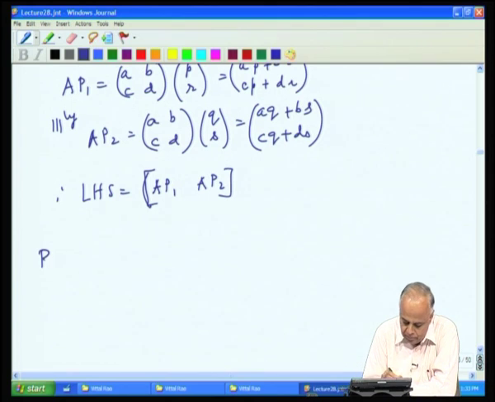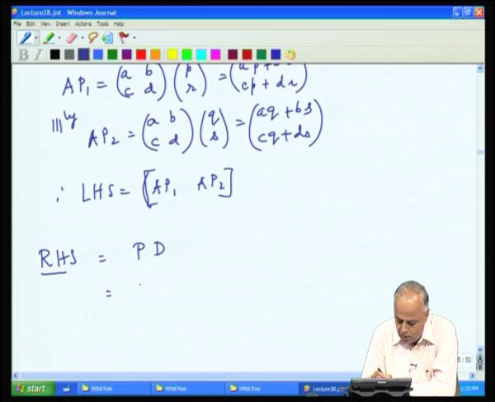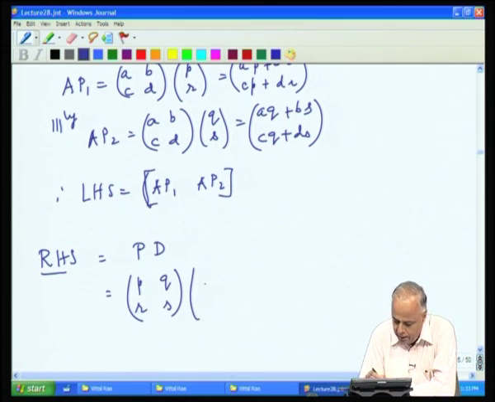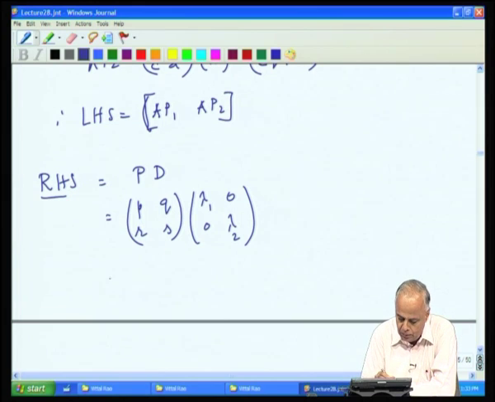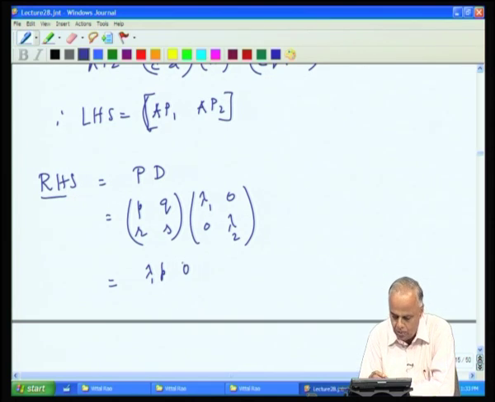What is the RHS? RHS is P D. What is P? P Q R S, and D is lambda 1 0 0 lambda 2, and the product is going to be lambda 1 P, 0, lambda 1 P, lambda 2 Q, lambda 1 R, lambda 2 S.